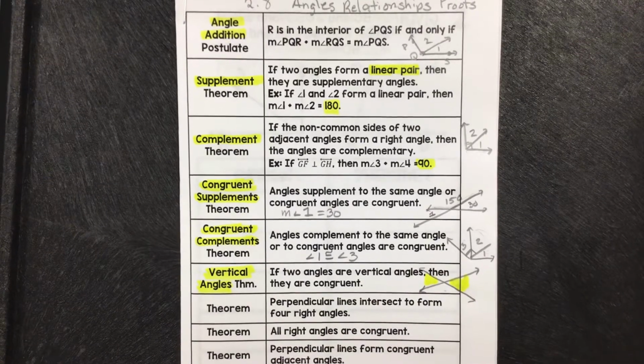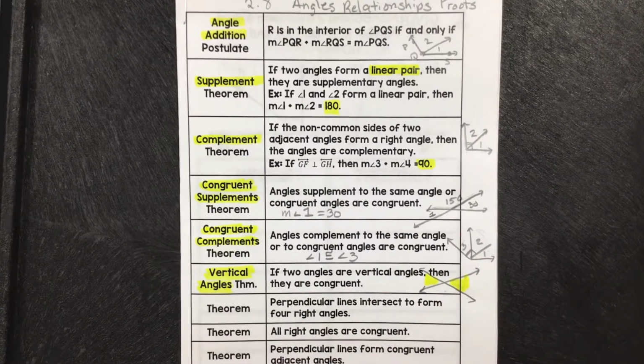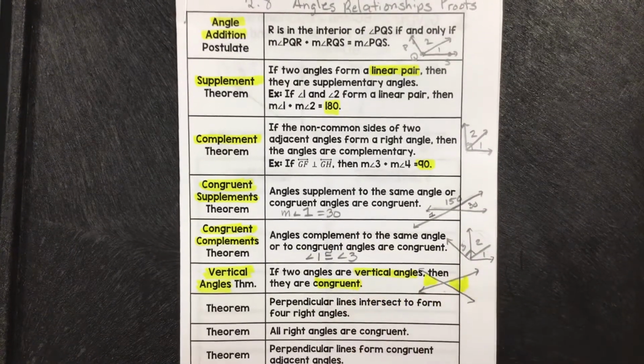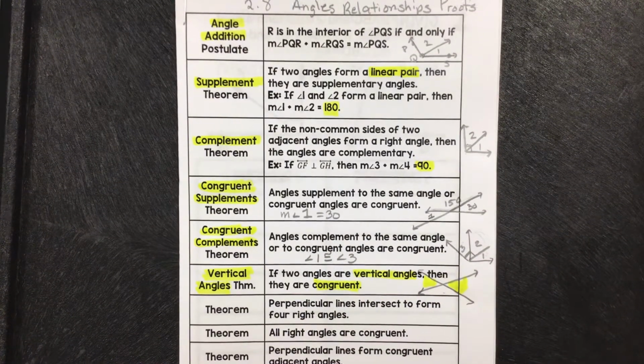Now this theorem says that if you know that they're vertical, then you know that they're congruent. They're equal to one another.